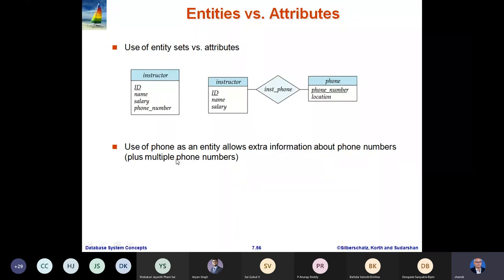But by keeping it many to many, this is not exactly true. Use of phone as an entity allows extra information about the phone numbers. That part is correct. But I could have multiple phone numbers even if there was no extra information to be kept. So I could have made this phone number a multi-valued attribute also. Okay. And then, as you know, for that we'll have a separate table called instructor phone with ID and phone number together forming the primary key. So these are possible design choices which you may have to handle.